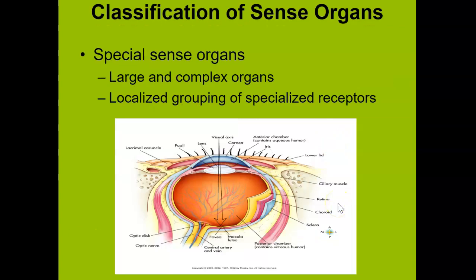These are all epithelial in nature, one tissue type. If you look at the eye, you have connective tissue on the outside, and you have muscle tissue associated with the eye. There are a lot of different tissues usually associated with special sense organs. So you have lots of groupings of specialized receptors in certain areas. We'll talk about that pretty soon. Over here, it's in the retina of the visual system. We'll get to that in more detail.